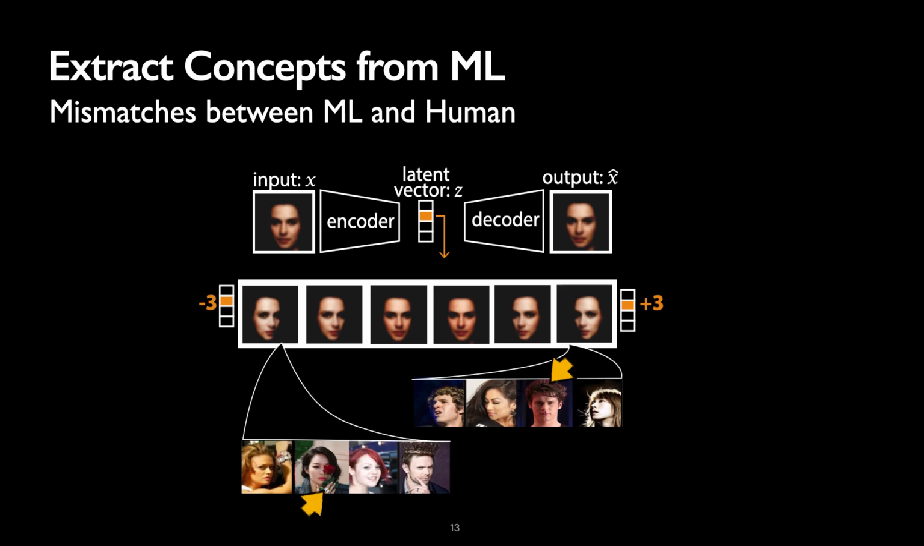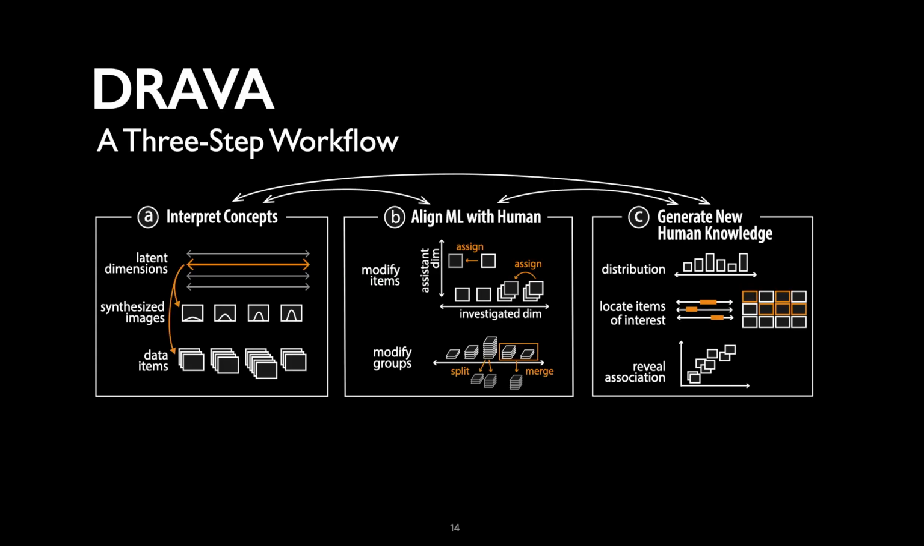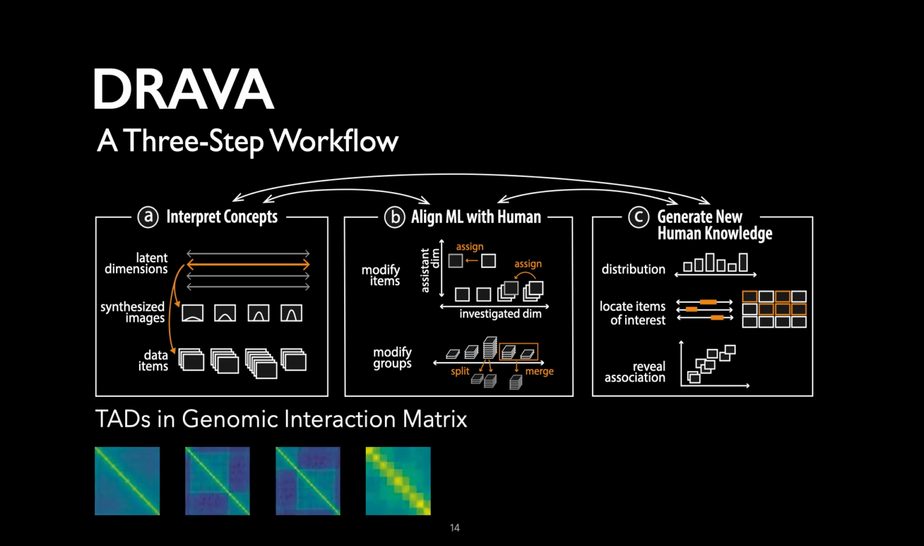To support concept-driven visual exploration, it is necessary to present the concepts in a way that users can easily interpret, identify the potential mismatches, and provide feedback. Drava is designed to support concept-driven visual exploration by enabling users to interpret and steer concepts effectively. I will demonstrate the functionality using TAD, topologically associating domains, a region of interest in the genomic interaction matrix. You can think of each TAD as a heat map visualization, where the visual appearance represents biological events.